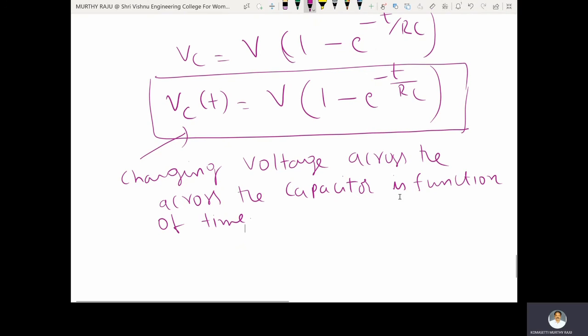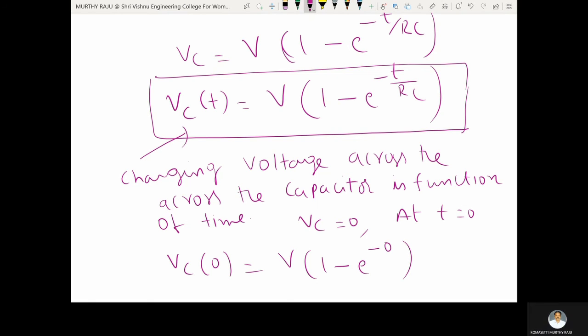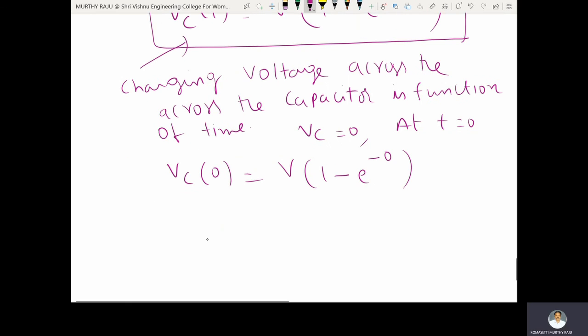Suppose we know that Vc is equal to 0 at t is equal to 0. Prove this condition by using this expression. Substitute t is equal to 0: V into 1 minus e power minus 0. That is equal to V into 1 minus 1, since e power 0 means 1. 1 minus 1 is equal to 0.